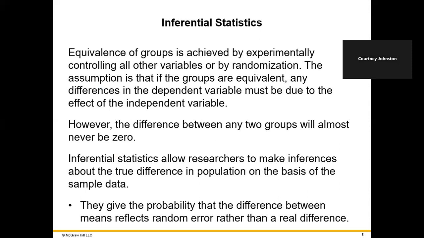So inferential statistics are going to allow us to make assumptions about the true difference in the population on the basis of sample data. It's going to give the probability that the difference between means reflects random error rather than a real difference. So it's something else going on and not a difference between the sample and population.